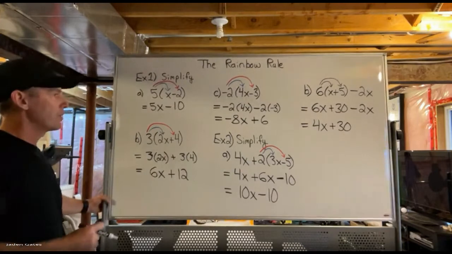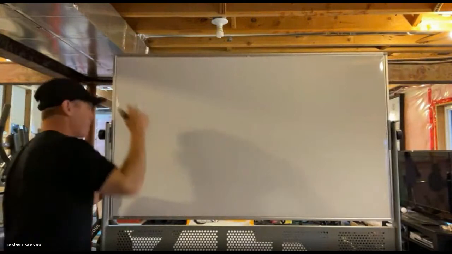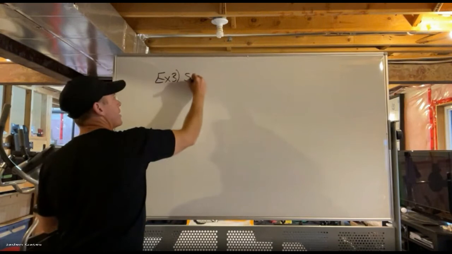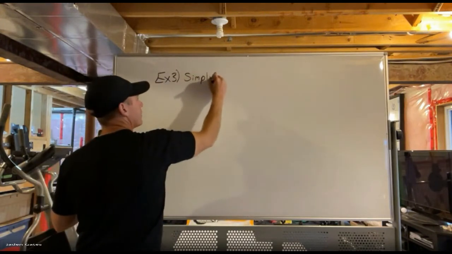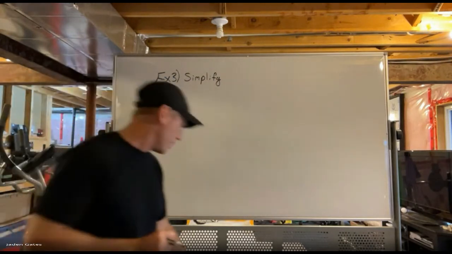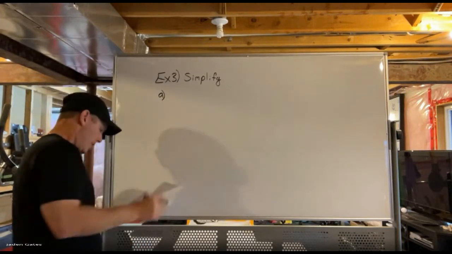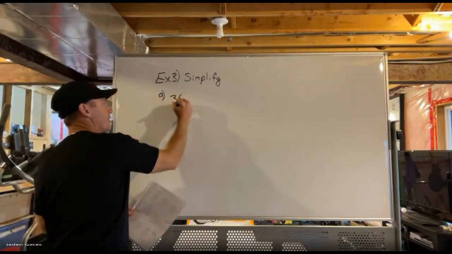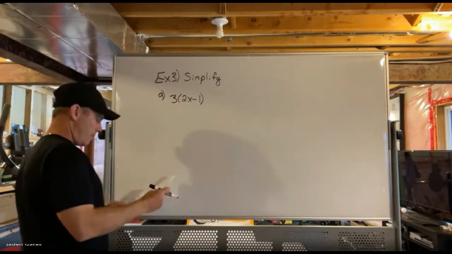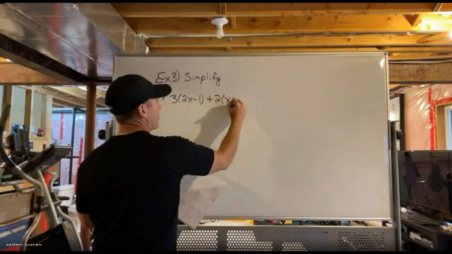Now, I'm going to step it up even a little bit more. We get example 3, which again we are simplifying. Again, we can't solve for anything because we don't have an equation yet. We're just simplifying things. We're going to get to that in our next class. All right, so I have A. 3 times 2x minus 1 plus 2 times x plus 4.